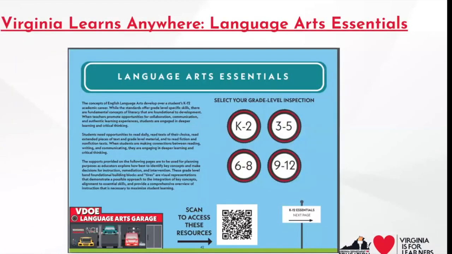And this is what it looks like basically. And then you would click on either the 6 to 8 or 9 to 12 and see the different ways that you can combine the 4 strands.